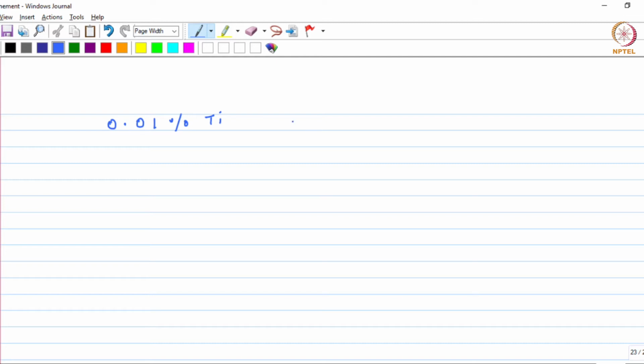Okay. So if you talk about adding this in the form of a master alloy, such as aluminium, 5% titanium, and some amount of boron, let's say 1% boron, then you need only 0.2% of this, right? Because here titanium is 5%, you need only 0.01%. So 0.2% of this aluminium, 5 titanium, 1 boron master alloy is enough as a grain refiner. Okay.